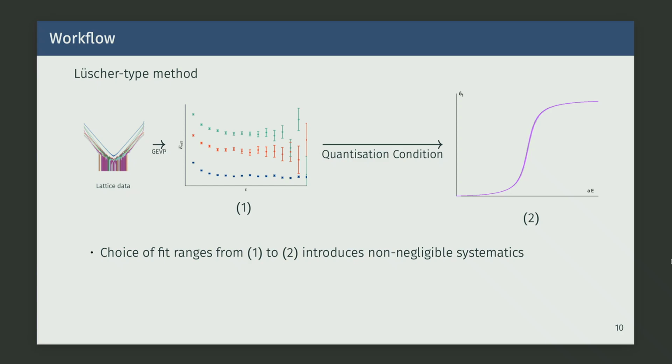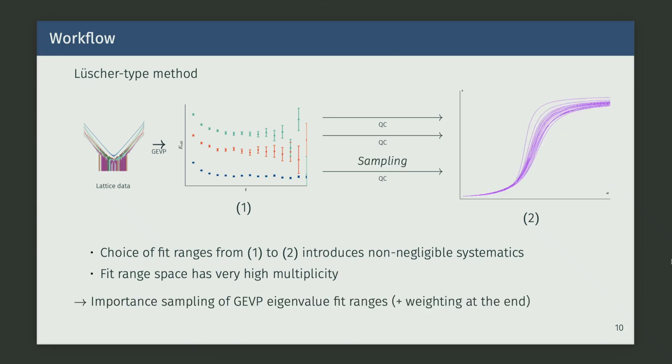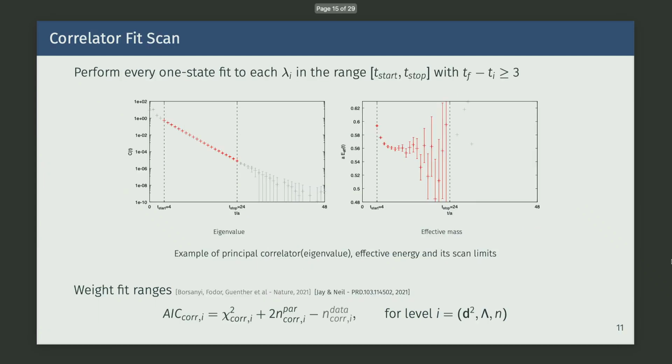This introduces possible systematics. Of course, if you try all the different combinations, you get an absurd amount of fits to do in this step. You get something like 10^15 of these scattering amplitudes. Not all of them are going to be significant, of course. And we attempt to do a sampling process on this step to evaluate what the systematics are without having to compute all the possibilities, which is not feasible.